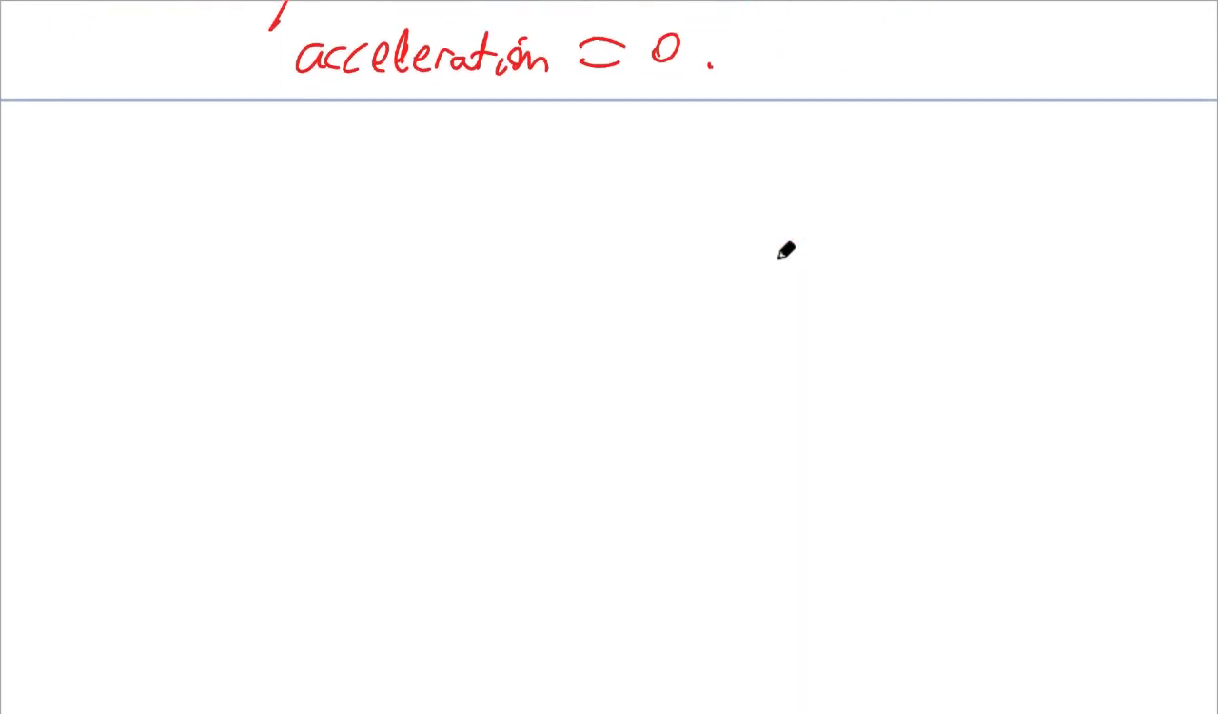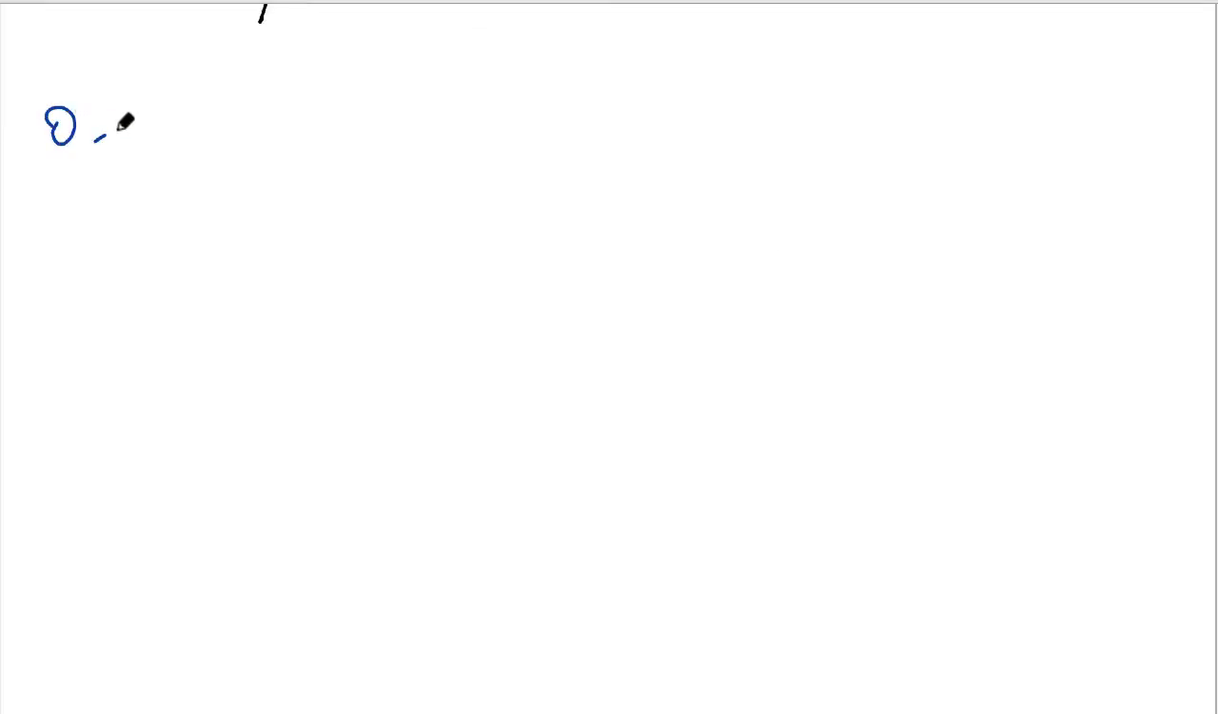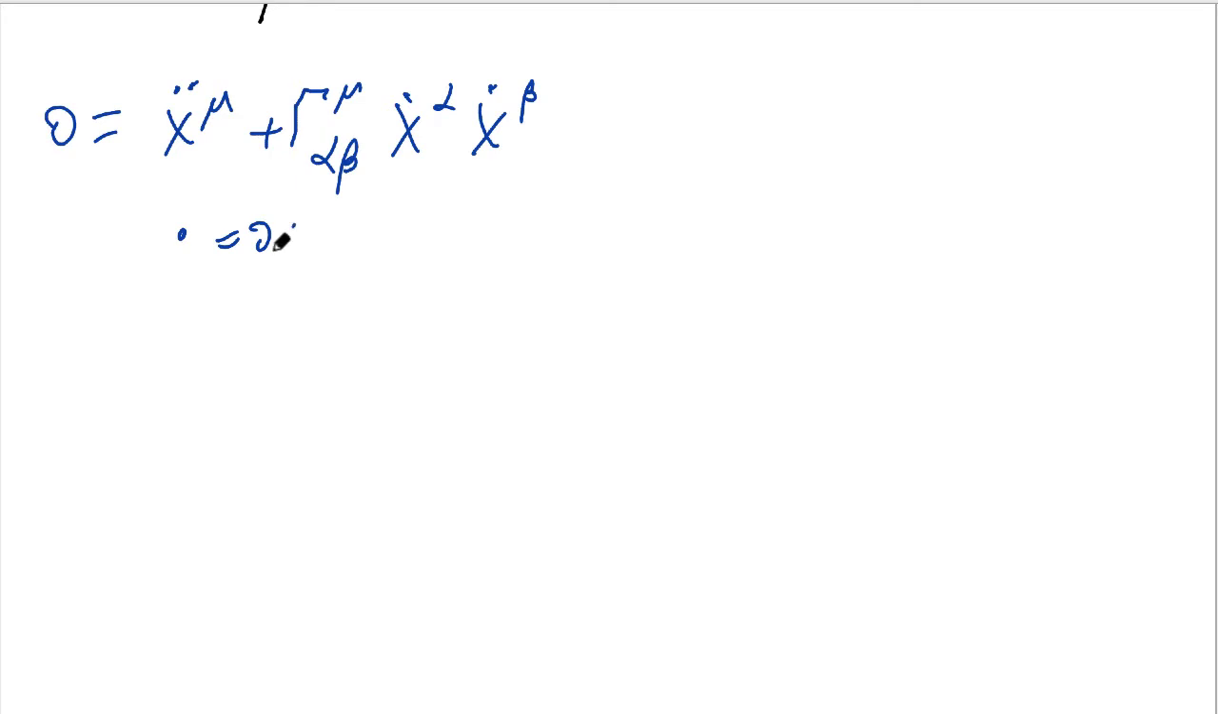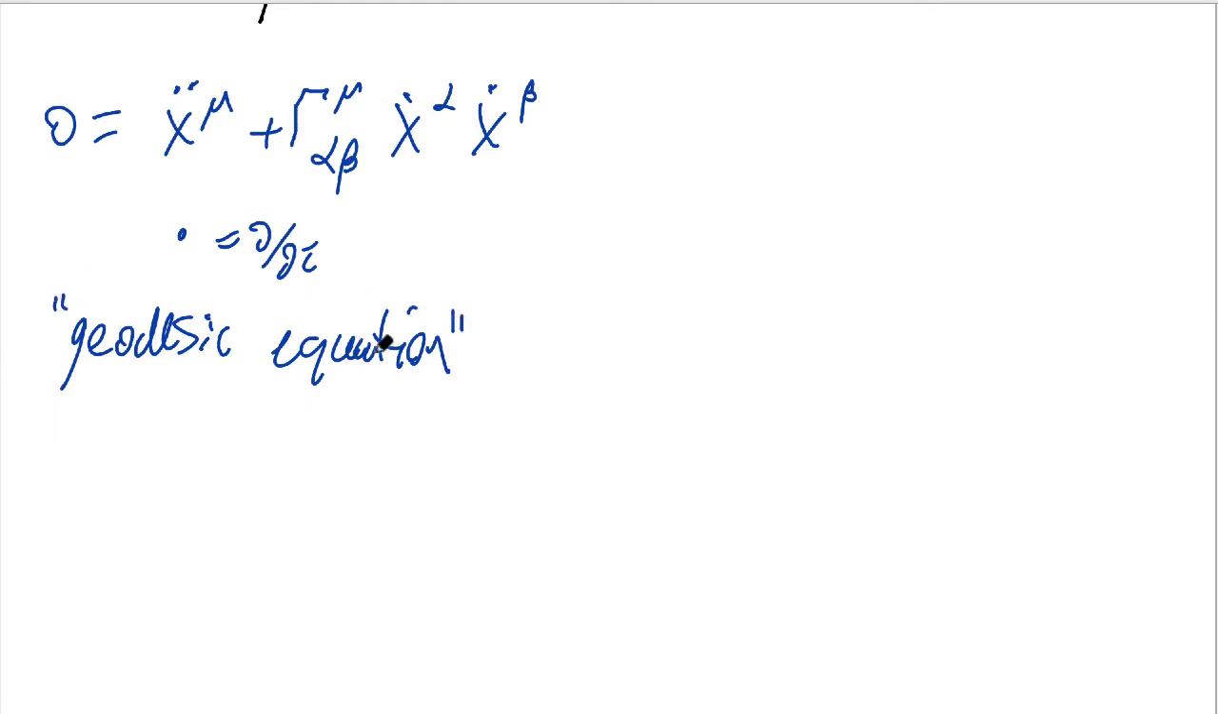Let me write it once again. This is 0 equals x double dot mu plus gamma mu alpha beta x dot alpha x dot beta, where x is a function of proper time, so the dot here refers to differentiation with respect to proper time. So this is the geodesic equation. And we also know that it just is the statement that the acceleration is equal to 0.